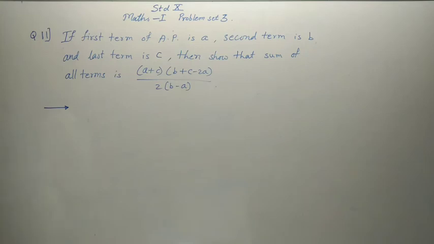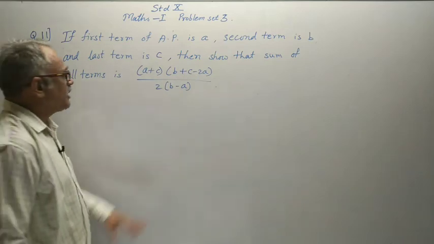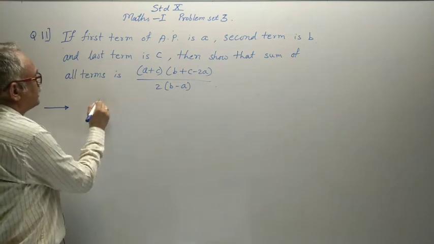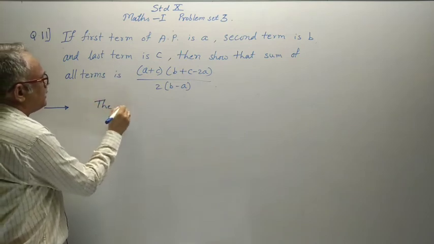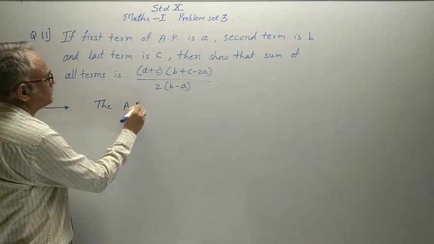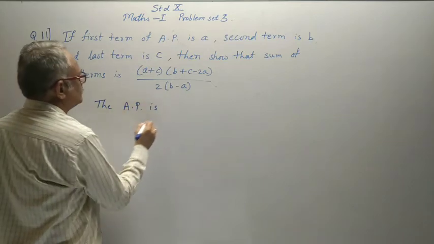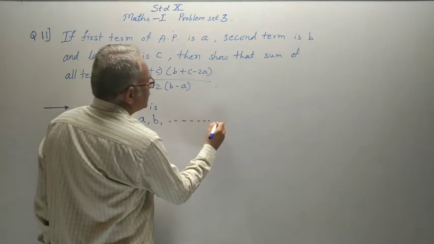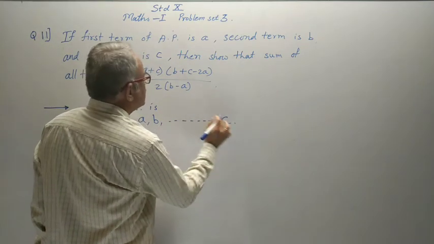It is one of the very easy questions, but if you do not understand the question, you cannot solve it. So again I am repeating: the first term is A, the second term is B, and the last term Tn is C, total terms are n, and we have to use the Sn formula, and automatically we will get the answer. So write the AP: A first term, B second term, and C last term, Tn.